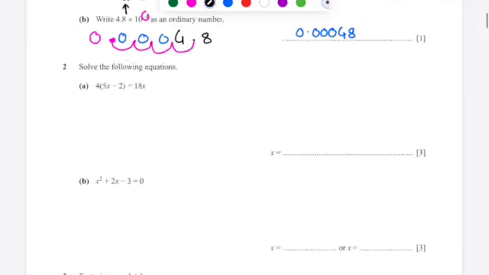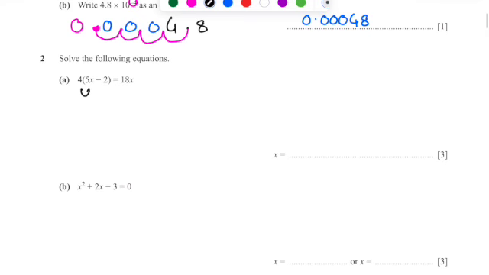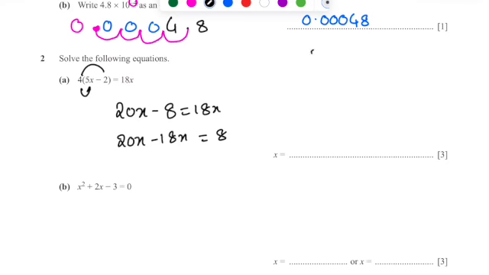Solve the following equations. Now it is 4 times 5x, which is going to be 20x. 4 times 2 is negative 8, equals 18x. So 20x minus 18x equals 8. So 20x minus 18x is 2x. 2x equals 8. x equals 8 by 2. 8 by 2 equals 4.